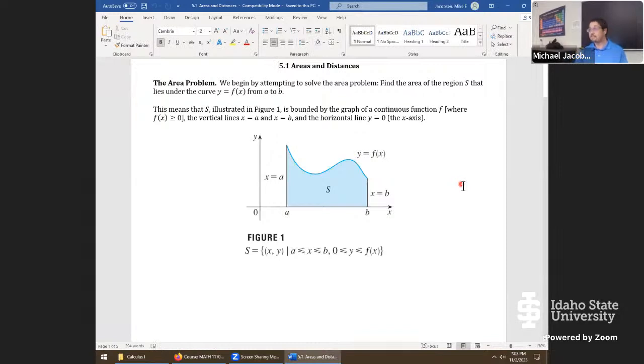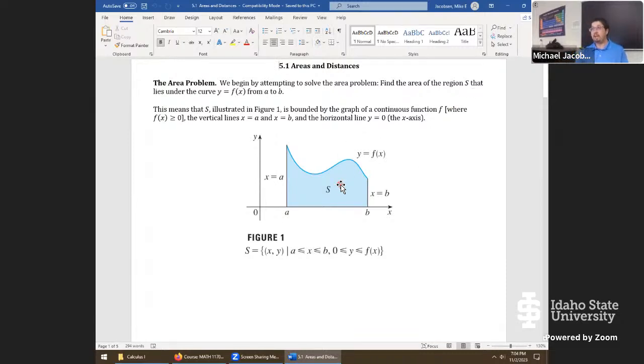So in integral calculus, this is the main problem we're trying to solve. For differential calculus, we just wanted to find out how to get a tangent line. We're very interested in the slope. Now we're very interested in this area. So the setting is, we want to find the area of the region S.